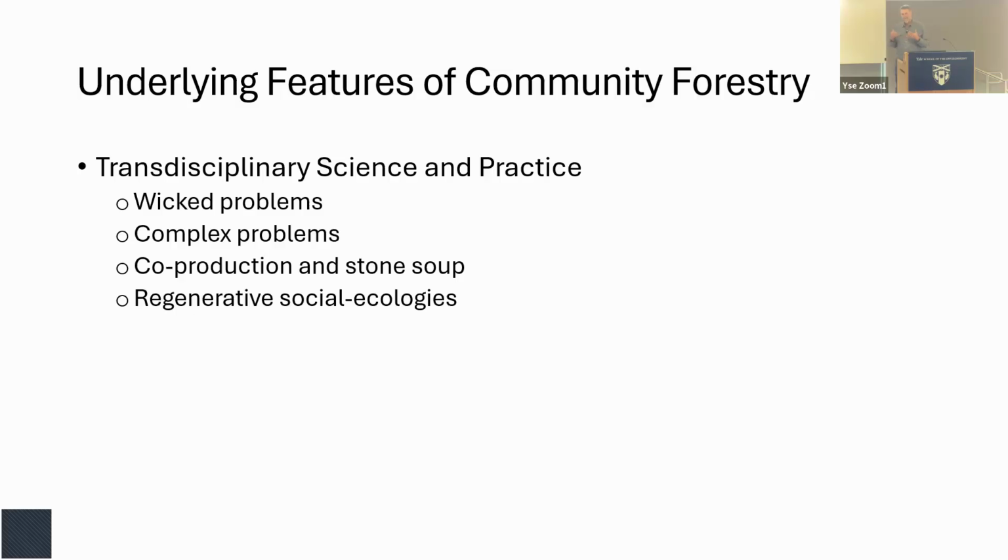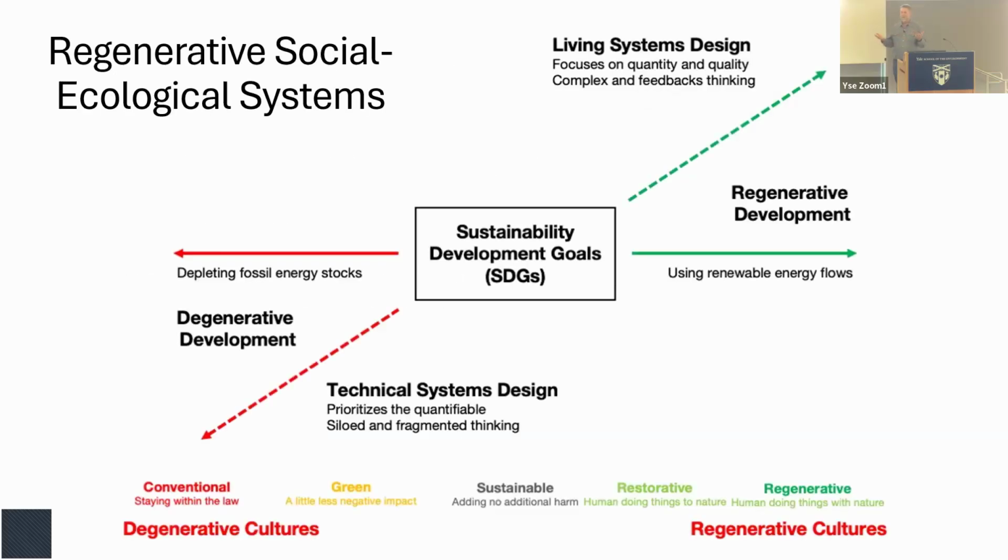And then finally, and this is sort of an orientation of where we are headed, what we are trying to achieve, is this idea of regenerative social ecologies. And we'll talk a little bit more about that in a moment too. So regenerative social ecologies. The basic idea here is a framing, and at the center, it's important to recognize that community forestry is more than just trees.